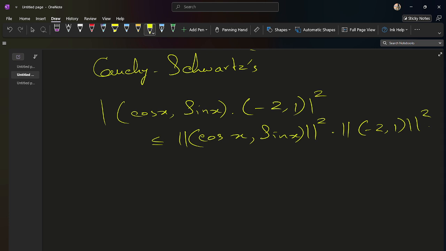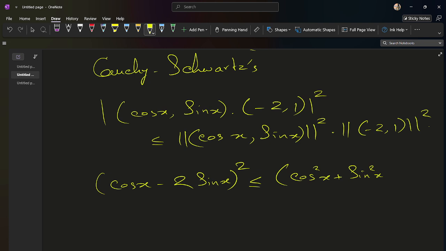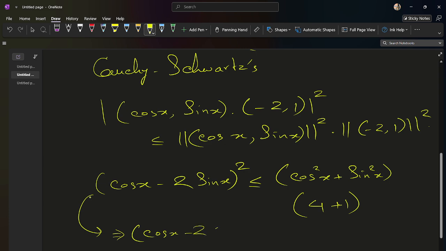Okay, so by simplifying it, what will we get? We get that (cos x minus 2 sin x) whole square is less than or equal to (cos square x plus sin square x) into (1 plus 4), which is 5, as we know that cos square x plus sin square x is 1. Okay, so now we have to use this in our question.